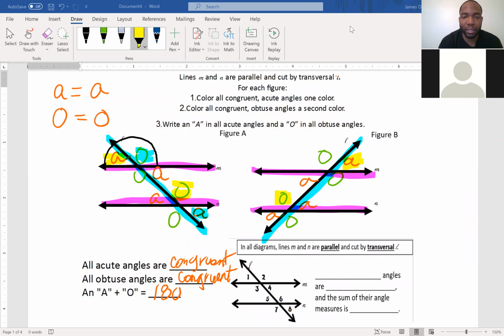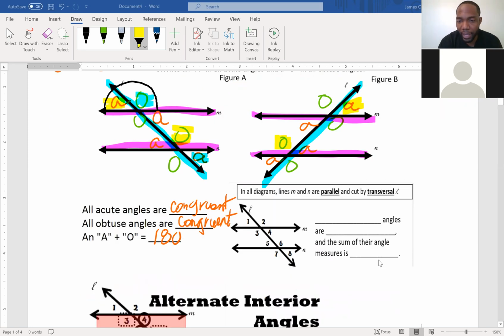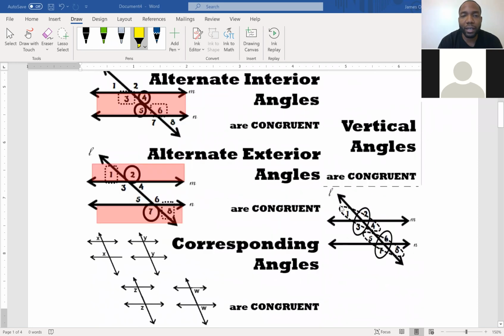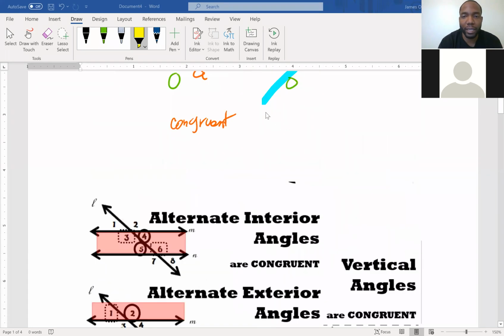So for people just coming in, we just said that all acute angles are equal and all obtuse angles are equal, and this only happens when parallel lines are cut by a transversal. You can just read the top to see what we're talking about. Okay, so when parallel lines are cut by a transversal, let me say this first.